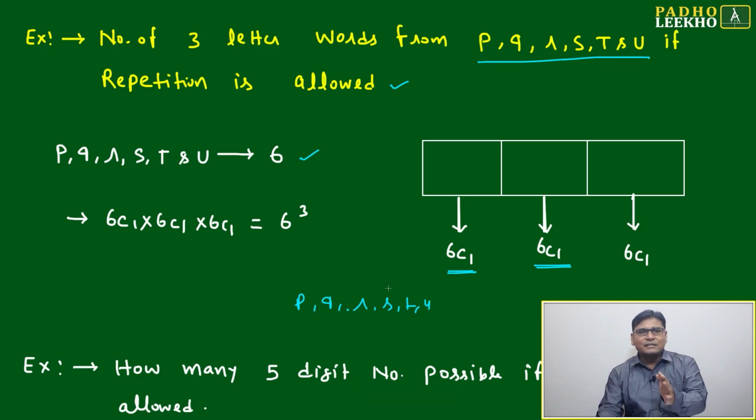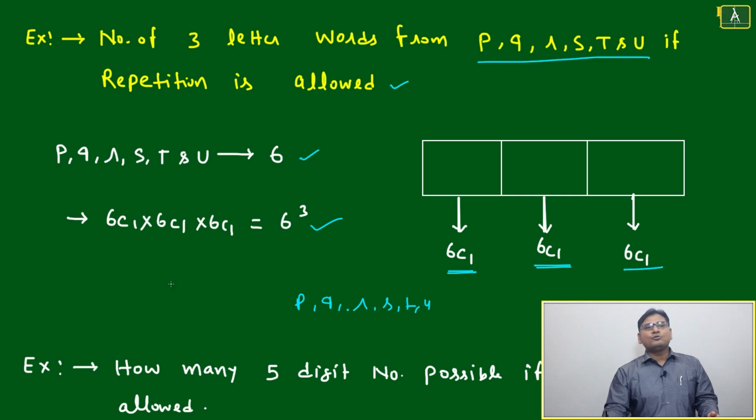Just as for the first selection you have selected S, for the second selection also you can select S. Then 6C1, again for the third also 6C1. So 6C1, 6C1, 6C1, we have to put 3 times.